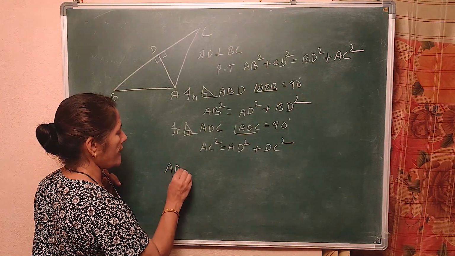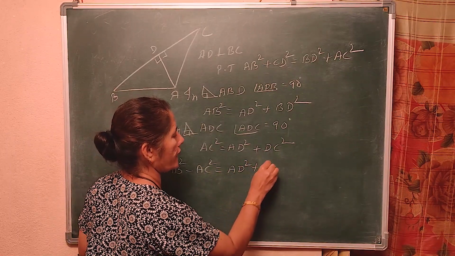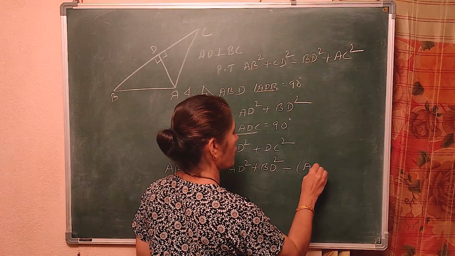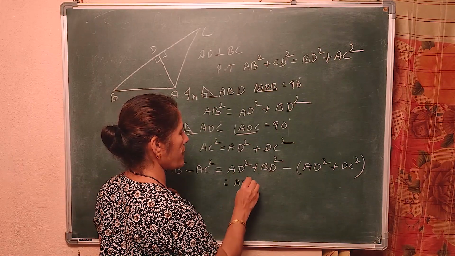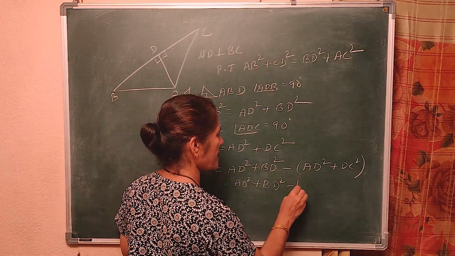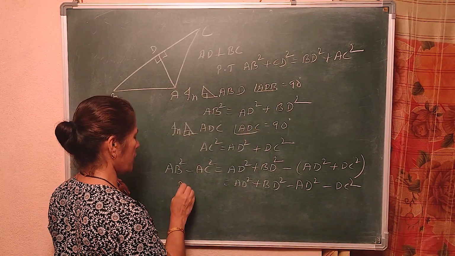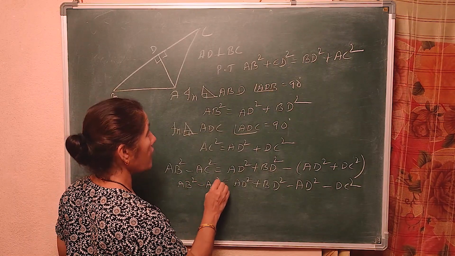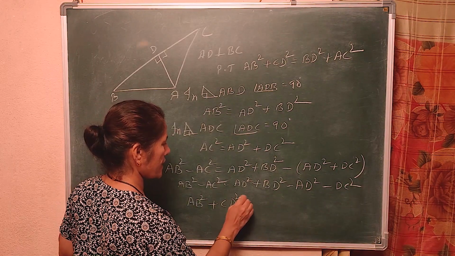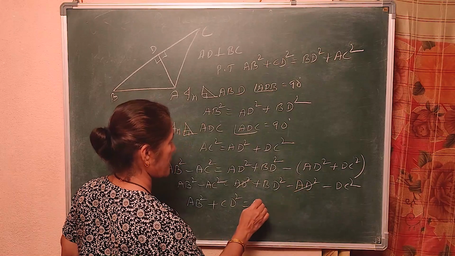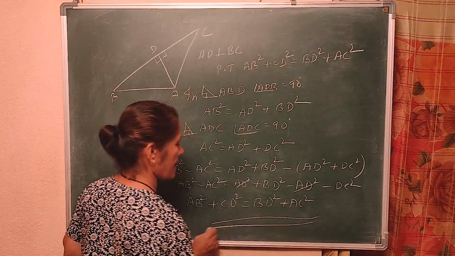So AB square minus AC square is equal to AD square plus BD square minus, in brackets, AD square plus DC square. So take out the bracket: AD square plus BD square minus AD square minus DC square. So what do I get? AB square minus AC square is equal to, the AD square cancels, BD square minus CD square. So AB square plus CD square is equal to BD square plus AC square, and this is our result.